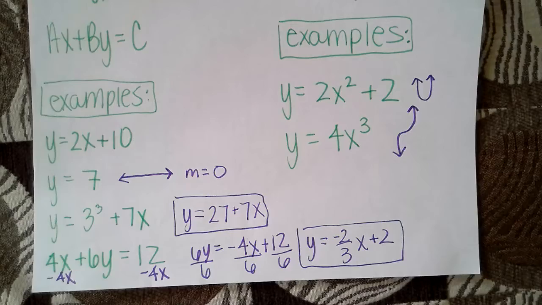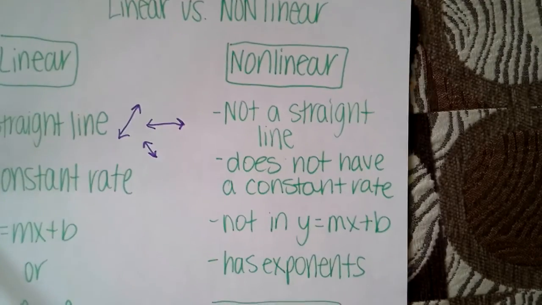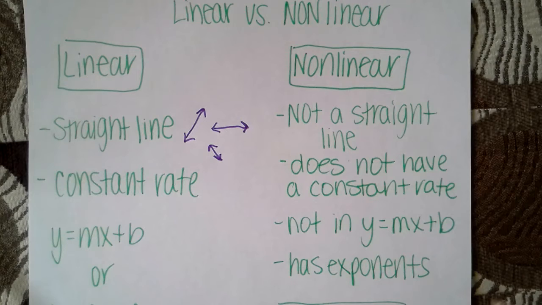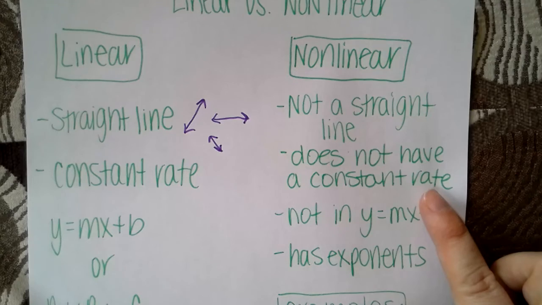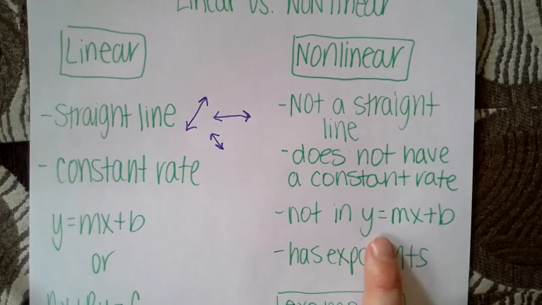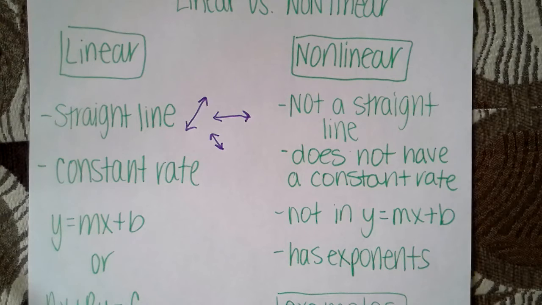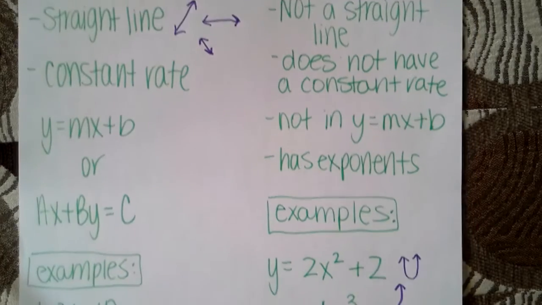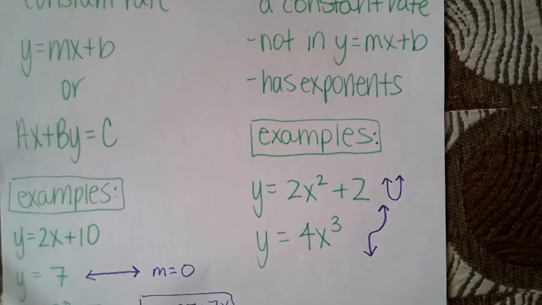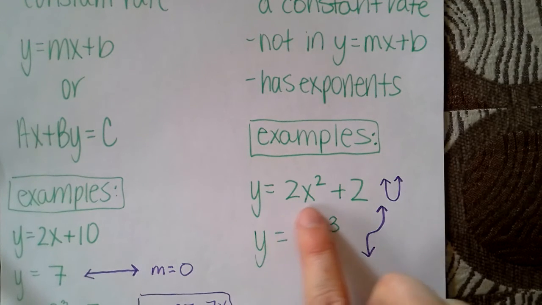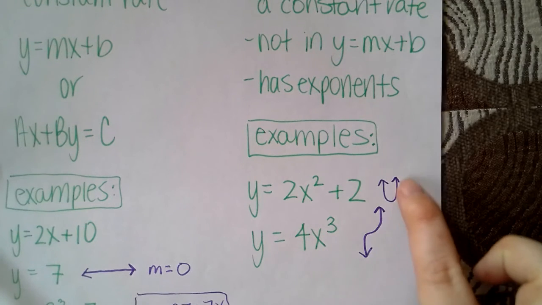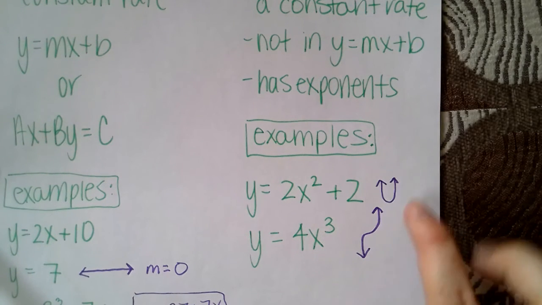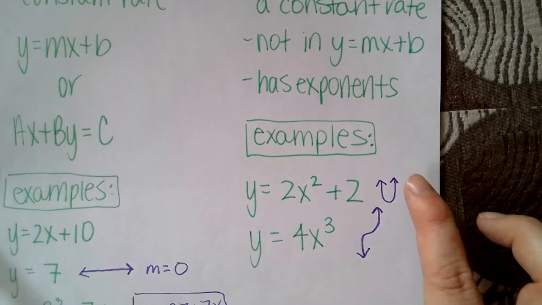Now, an example of something that's a nonlinear function is it's not going to be a straight line. It's not going to have a constant rate that it goes up by, and it's not going to be in y equals mx plus b, so it's not going to be in slope-intercept form. And a lot of the times, nonlinear functions have exponents that are attached to the variables. So for example, this is y equals 2x squared plus 2. That is a quadratic function. So you would see that it's a U shape, and that would be nonlinear because it's not a straight line.